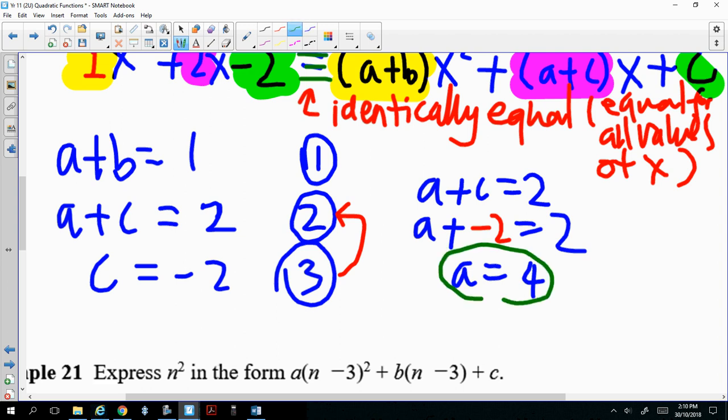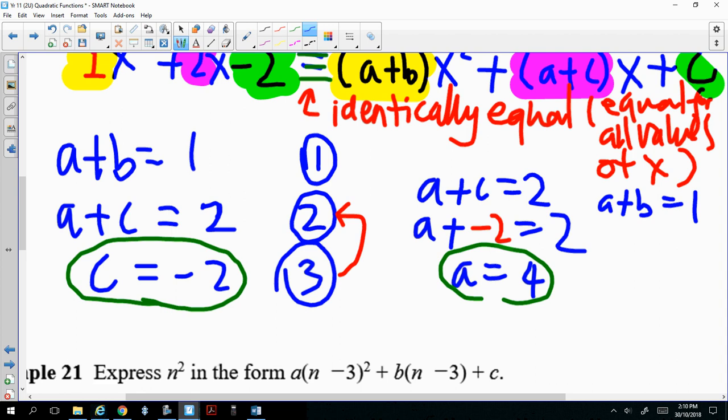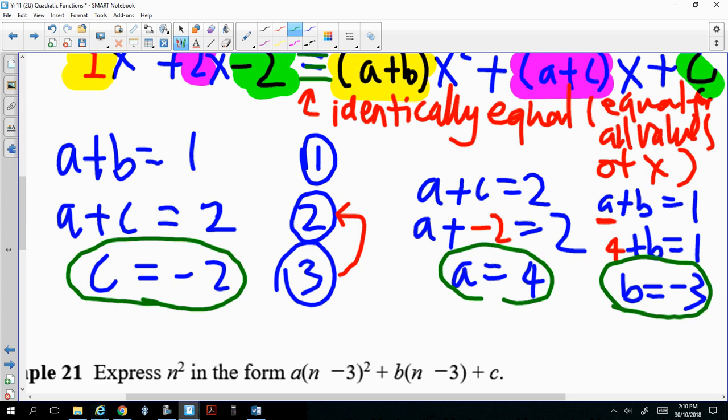Okay, so we've got a, we've got c. Now what else do we have to find? We're going to find b. To find b, we know what a is. So we're going to use the first equation, a plus b equal to 1. Because a is equal to 4, we're going to change it to 4. 4 plus b equal to 1. So what's b equal to? -3. Okay, so we found all 3 values. So that's how you do it. Okay? So it's pretty straightforward.